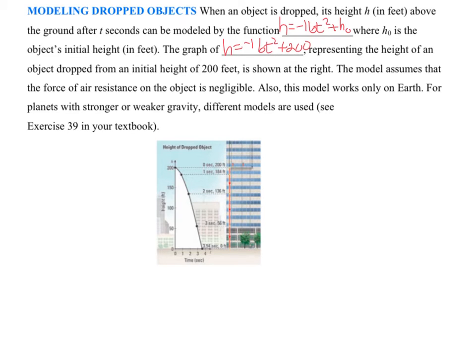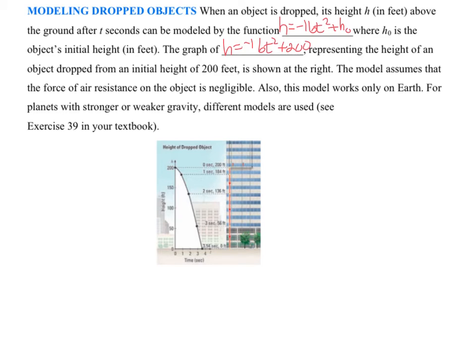representing the height of an object dropped from an initial height of 200 feet is shown below. The model assumes that the force of air resistance on the object is negligible. Also, this model works only on Earth. Gravity would change if we left the planet. For planets with stronger or weaker gravity, different models are used. For more information, you can check out exercise 39 in your textbook.